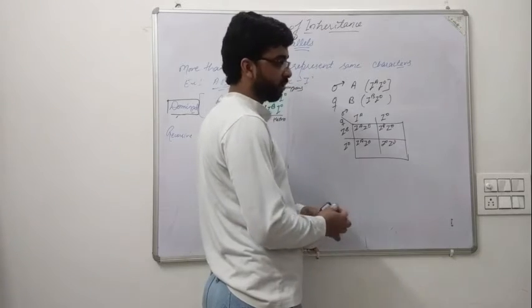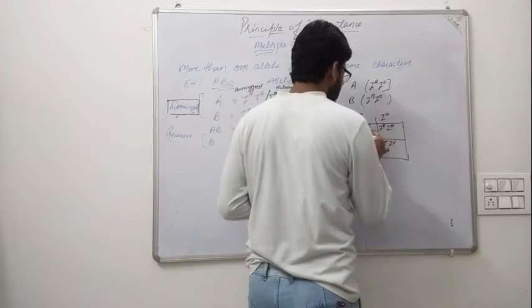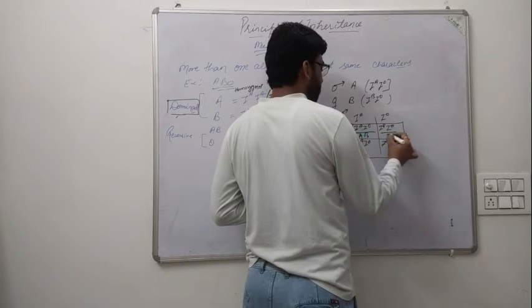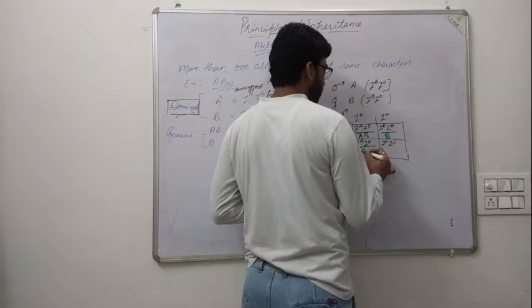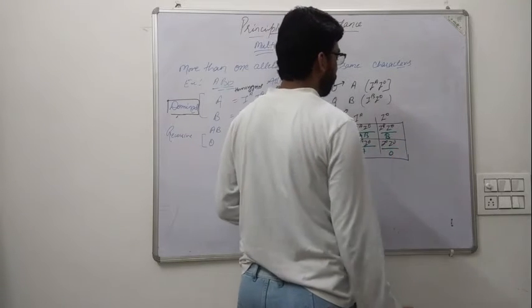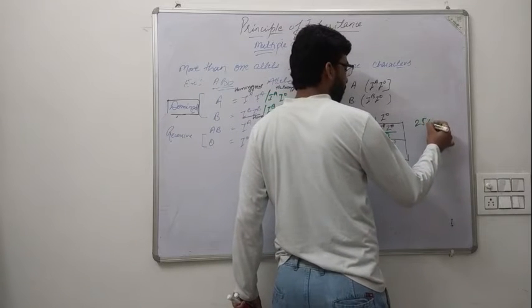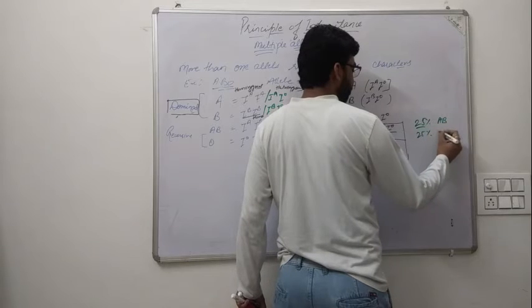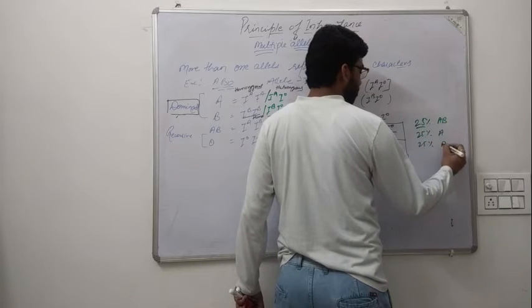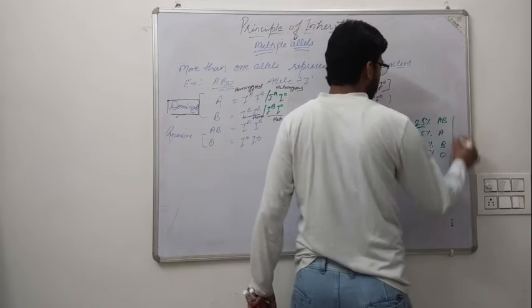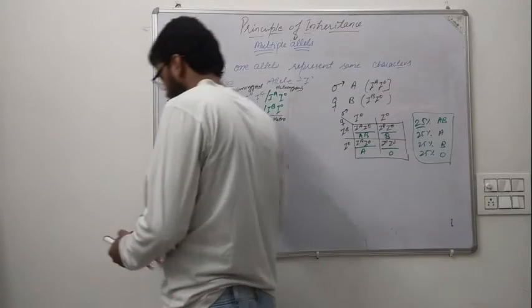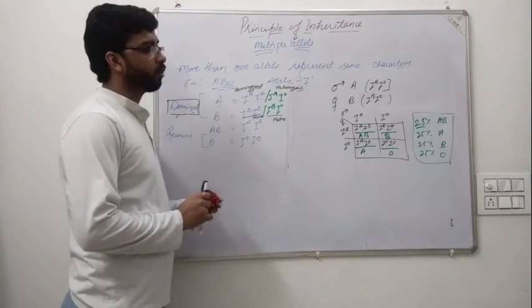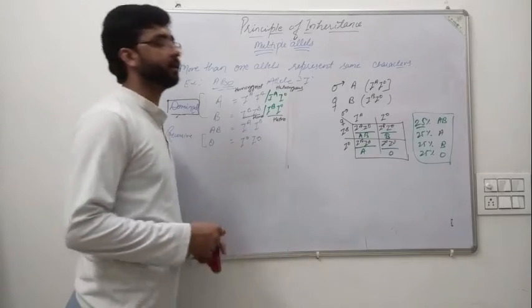Now just analyze the blood groups here. IAIB is blood group AB. IBIO is blood group B. IAIO is blood group A. IOIO is blood group O. Means the progeny has a 25% chance of blood group AB, 25% blood group A, 25% blood group B and 25% blood group O. The progeny can have any one of them, means all the possibilities are here.